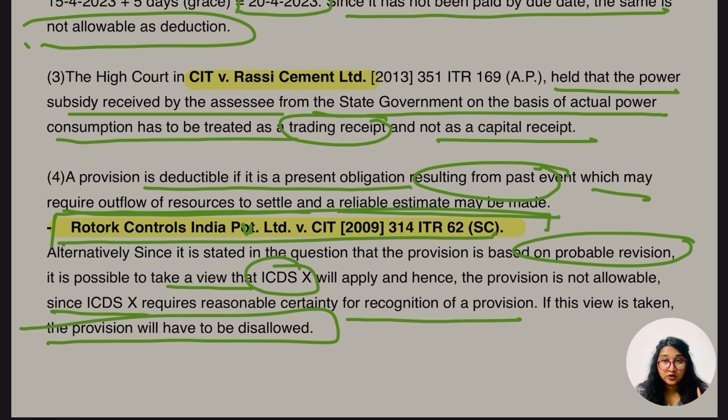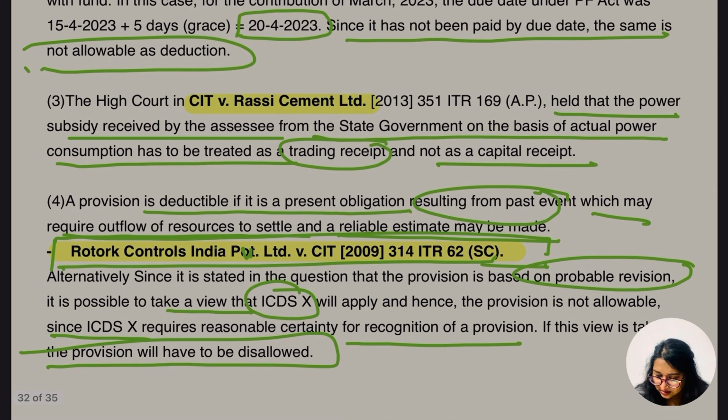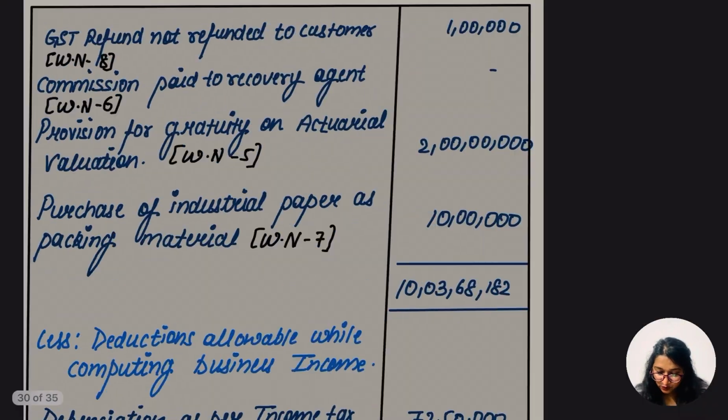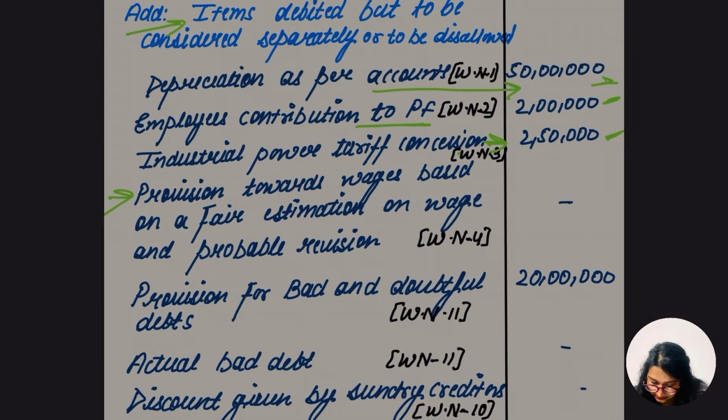So there are two possibilities: either it is going to be allowed, if the present obligation actually arises from the past event. So we have assumed the first case. And what is the case law? Rotor Control India Private Limited versus CIT. और पहला वाला कौन सा था? ये वाला, ठीक है, जिसमें ट्रेडिंग रिसीप्ट we have taken, CIT versus Rasi Cement Limited. Okay, so yes, up to this, hope everything is clear. So yes, let's go for the other point guys. ये वाला point is cleared.